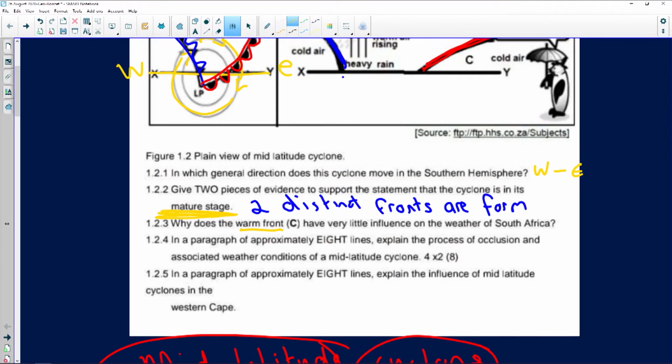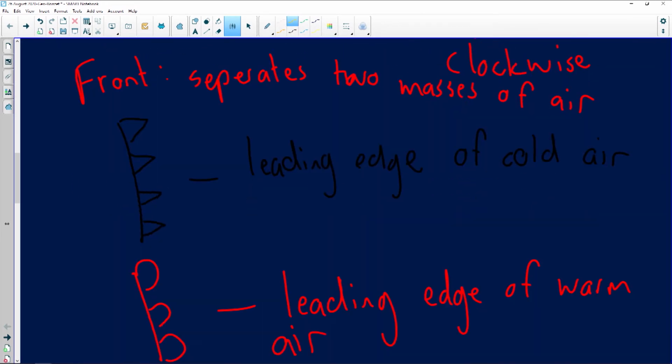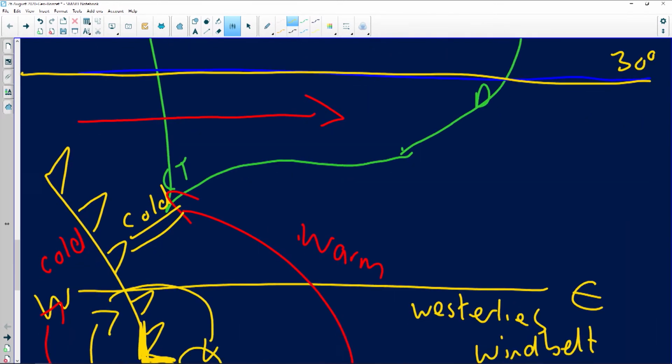Occlusion is basically the last stage. It's where the cold front eventually caught up with the warm front. Like I've mentioned to you, it's like cops and robbers. The cops are the cold front and the robbers are the warm front. The cops try to catch the robbers, and eventually they do. It pans out beautifully. Okay, so the question states, in a paragraph of approximately 8 lines, explain the process of occlusion and associated weather conditions of a mid-latitude cyclone. Now, I'm going to draw it down on the bottom of the page.